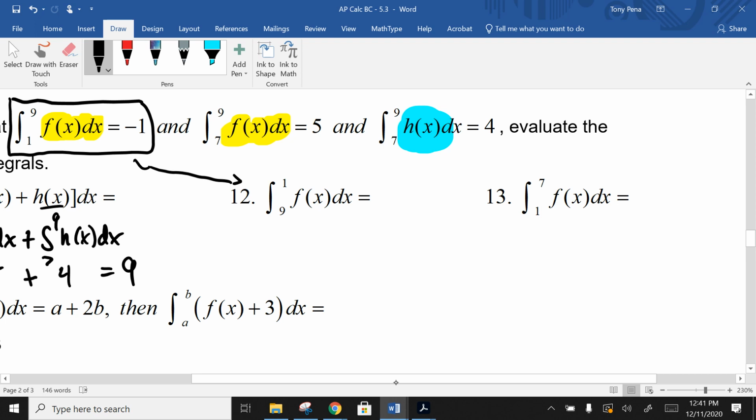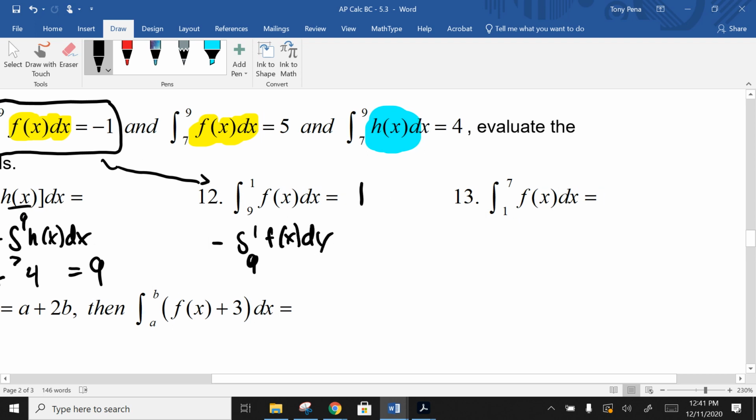So if I wanted to turn this guy into this one, which we do, we would want to flip these limits around, so that it would become a 9 to a 1. But to account for that, we need to multiply that by a negative number. So that would then change our negative 1 to simply a positive 1. Nothing crazy. But that's an instance where we would want to make sure that we understand that rule.